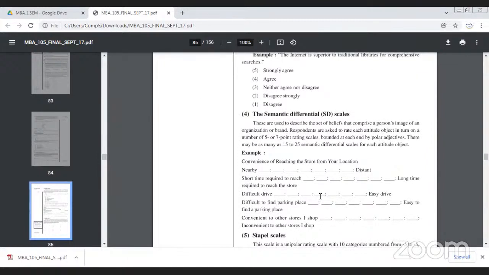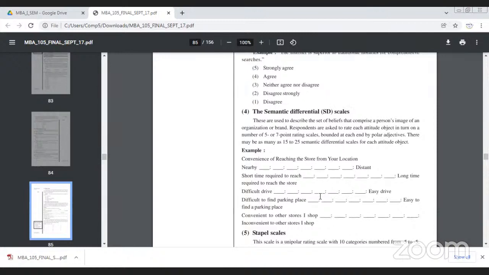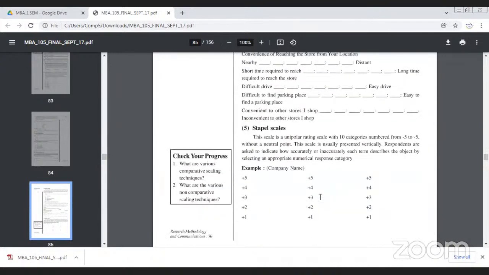The semantic differential scale is used to describe the set of beliefs that comprise a person's image of an organization or brand. Respondents are asked to rate each attribute or object in turn on a number of 5 or 7 point rating scales, bounded at each end by polar adjectives. There may be as many as 15 to 25 semantic differential scales for each attribute or object. Next, the Stapel scale.